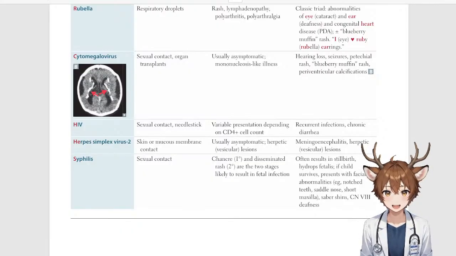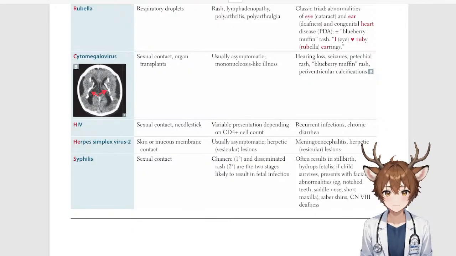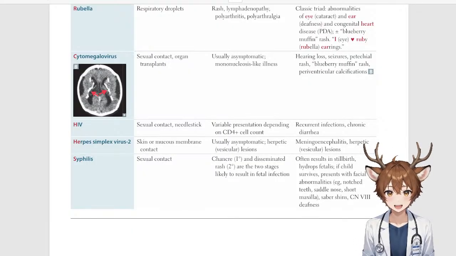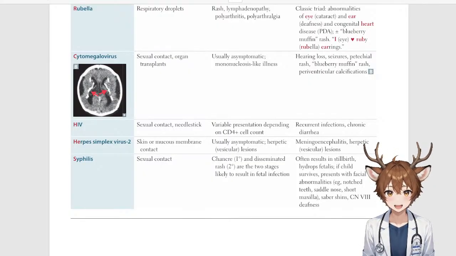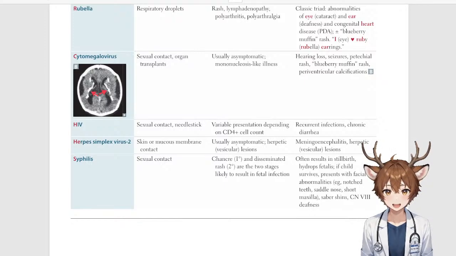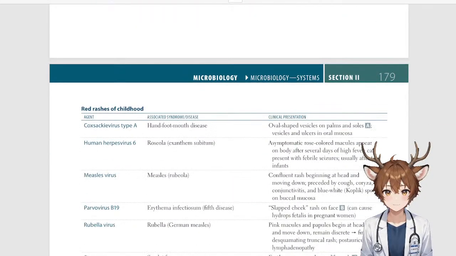Now syphilis, I think those notched teeth are called Hutchinson teeth. Am I right? Hutchinson teeth are specifically a dental abnormality caused by congenital syphilis. So I'm right about that. They might not call it that on the exam, but that's the name that they give for it.